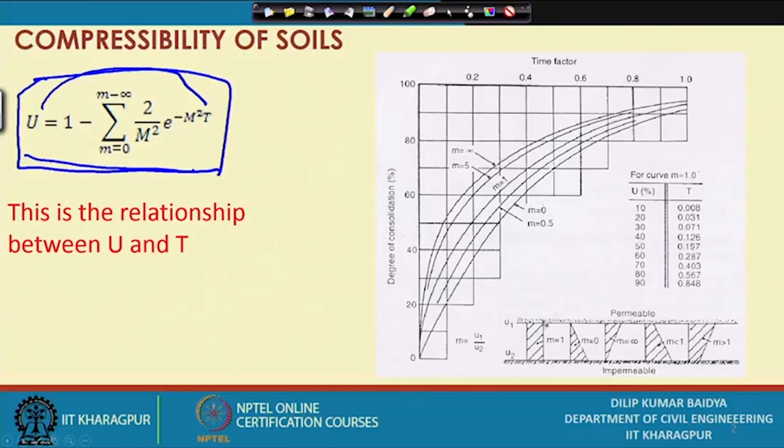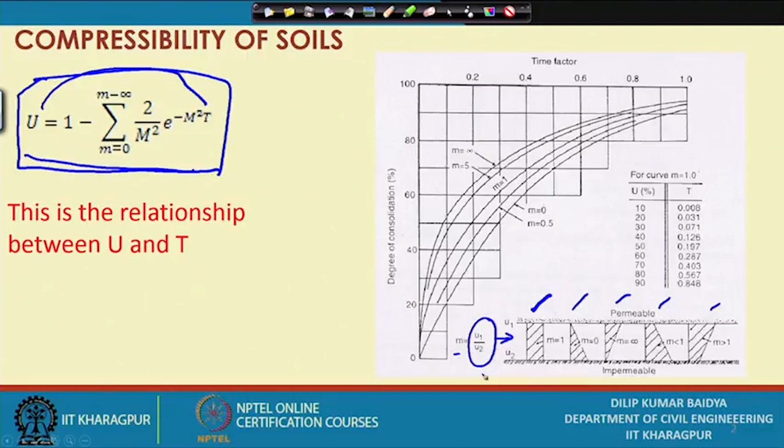We have shown different pressure distributions, pore pressure distributions, this is 1, this is 1, this is 1, like that 4, 5 pore pressure distributions we have shown, and this is the one where we have assumed uniform pore pressure distribution. That means, if I consider u1 at the top of the layer and u2 at the bottom of the layer, m is the ratio of the pore pressure at the top divided by the pore pressure at the bottom, u1 by u2, and that is taken as 1 for this expression.